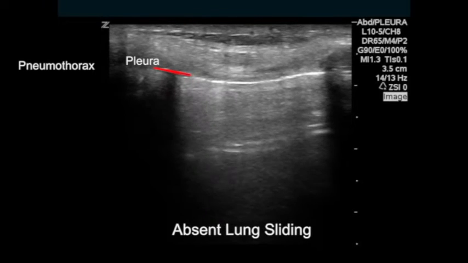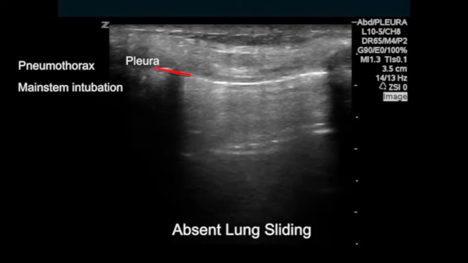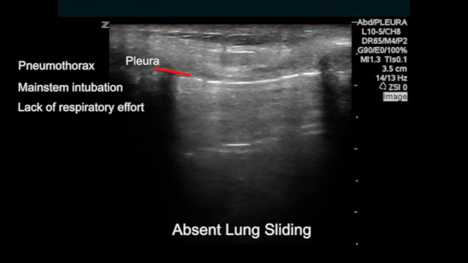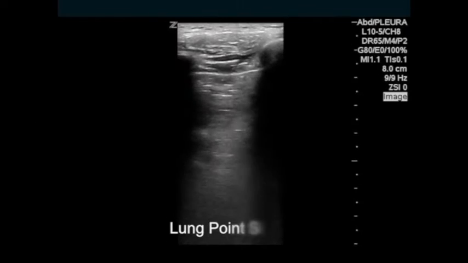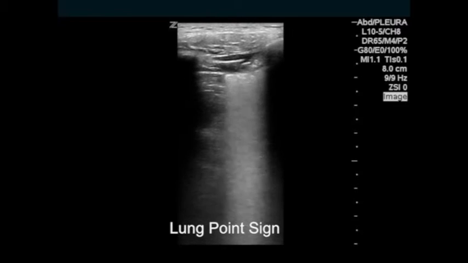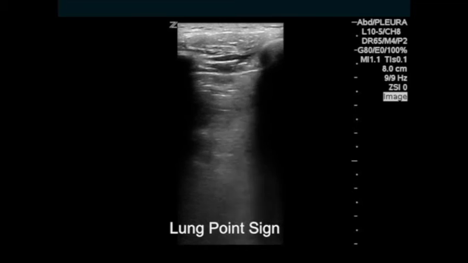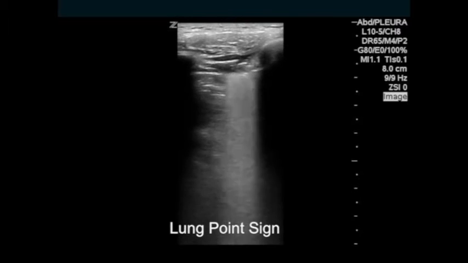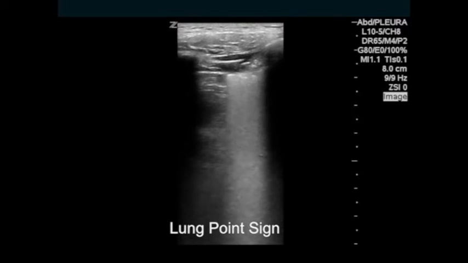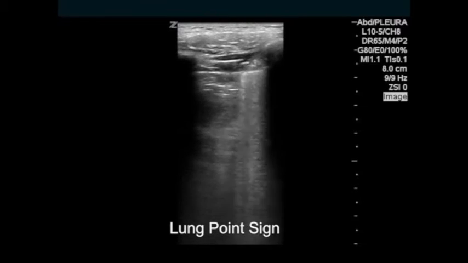However, the absence of lung sliding can also indicate a mainstem intubation, lack of respiratory effort, or the presence of adhesions between the lung and chest wall. Absent pleural sliding should prompt additional views looking for a transition point between an area of moving and non-moving lung. This transition is called the lung point sign and represents the transition between normally expanded lung and collapsed lung. This sign is 100% diagnostic of a pneumothorax.